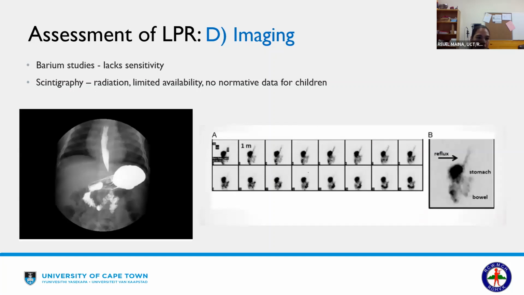Imaging, you could do barium studies, although this does lack sensitivity. Scintigraphy can also be done, although this requires radiation. It's limited in some institutes, and there's no normative data for children specifically.